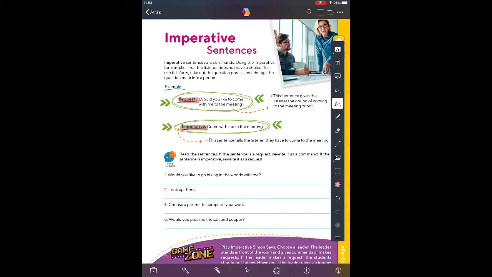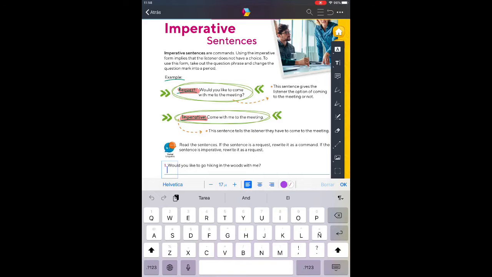Okay, so the first one, it says, would you like to go hiking in the woods with me? Okay, so this one here, it's a request. Now you need to change it into an imperative form or imperative sentence. And I am going to give you the first one just to make the example. Would you like to go hiking in the woods with me? An imperative sentence would be go hiking in the woods with me, period.